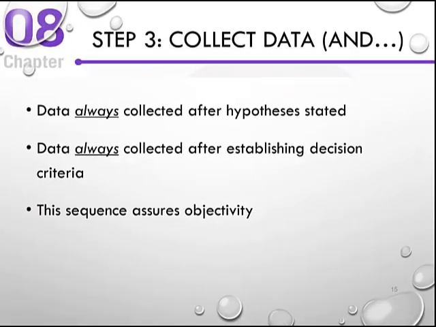So then our next step is to collect the data. So again, remember step 1, state the hypothesis. Step 2, set the criteria for decision, so setting the alpha level and the critical region. And then step 3, collecting the data so we can actually do the calculations. So the data always has to be collected after the hypothesis is stated. The data always has to be collected after establishing the decision criteria. So step 1 and 2 have to come first. And this sequence is there because it assures objectivity.